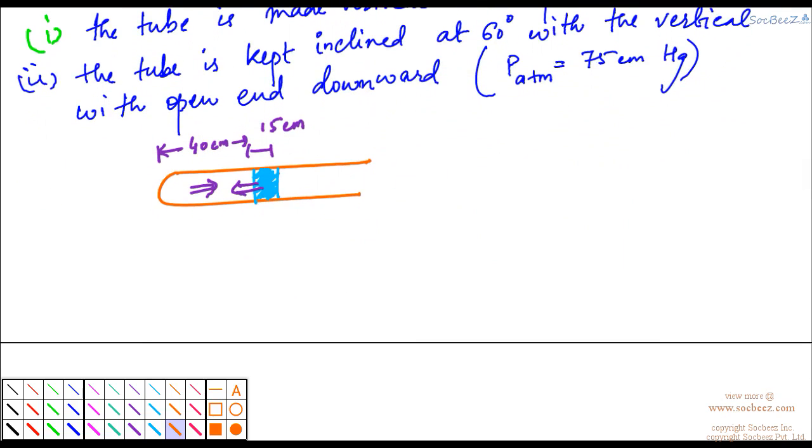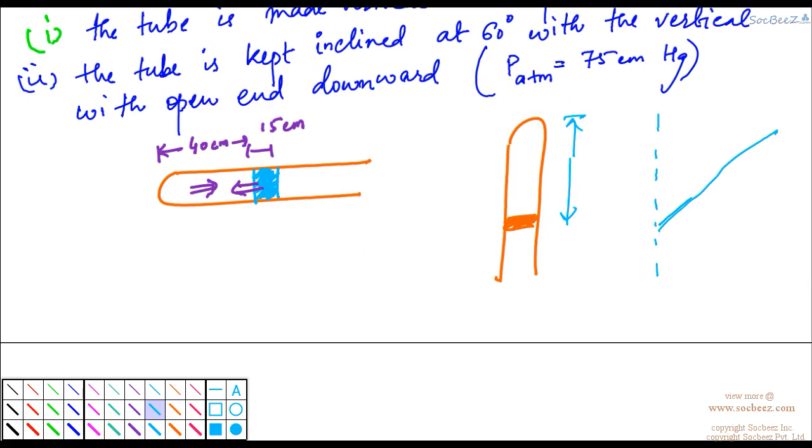Now what you have to find out is, if the test tube is inverted, with the open end downwards, what would be the length of the air column? That you have to find out. And the second part says that the test tube is tilted, making an angle of 60 degrees with the vertical. Now what would be the length of the air column? That we are supposed to find.